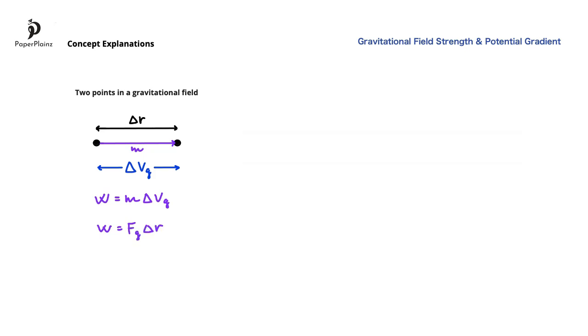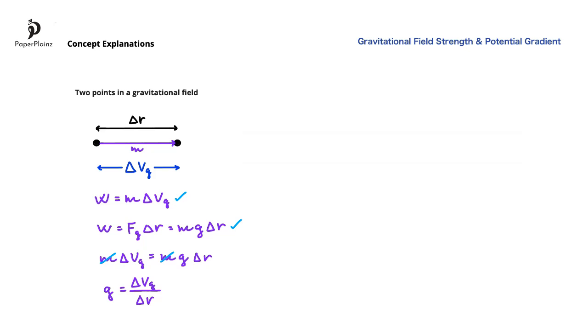Since force is equal to mass times acceleration, we can rewrite our second expression for work as m times g, where g is the gravitational acceleration, times delta r. Next we'll equate these 2 expressions, giving us m times delta Vg equals m times g times delta r. Finally, after simplifying by m and rearranging, we get that g is equal to delta Vg divided by delta r.